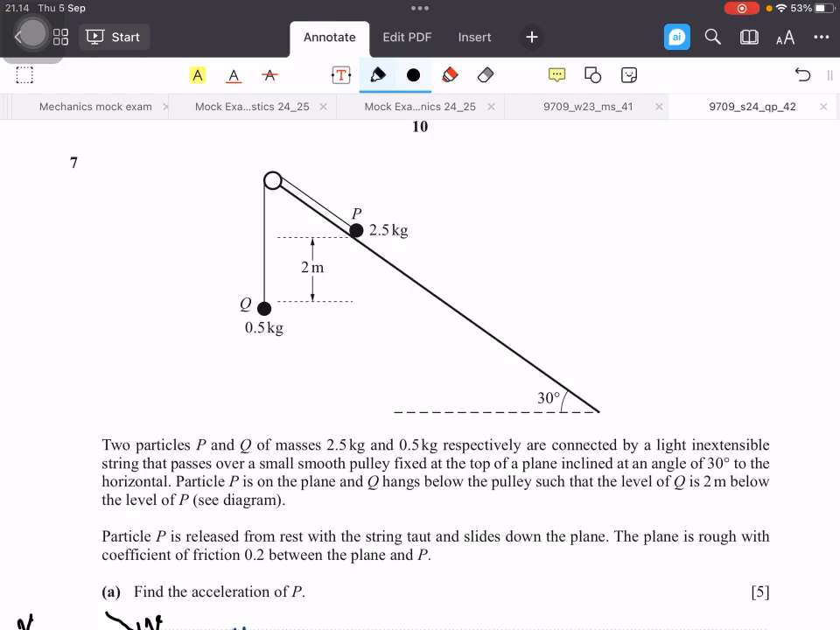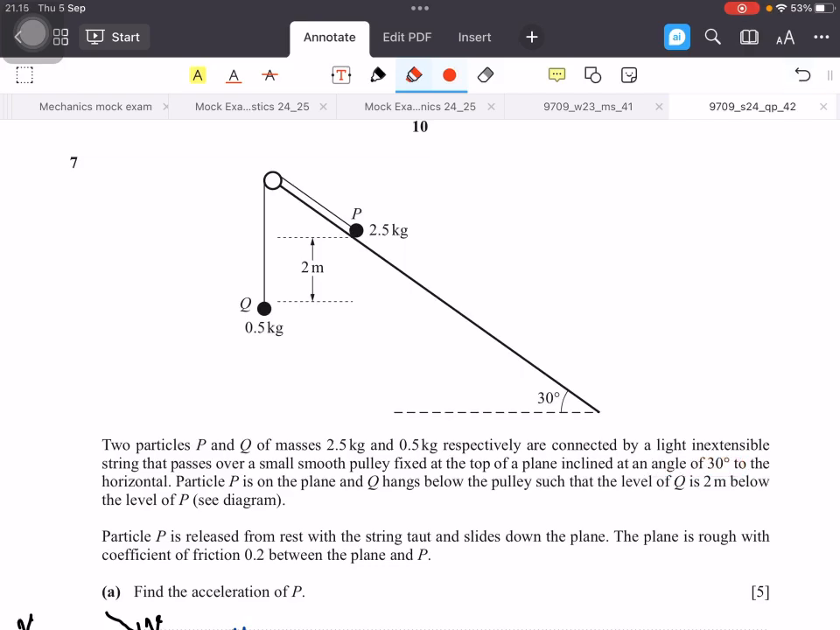So this is the last question on this paper, question 7. Two particles P and Q of masses 2.5 kilograms and 0.5 kilograms respectively are connected by a light inextensible string that passes over a small smooth pulley fixed at the top of a plane inclined at an angle 30 degrees to the horizontal.